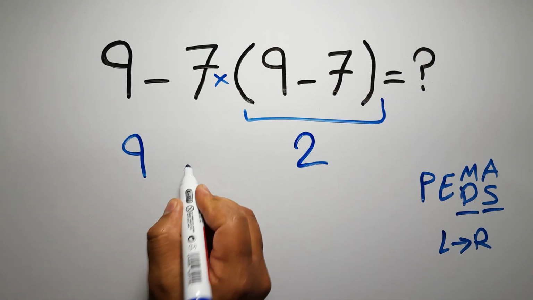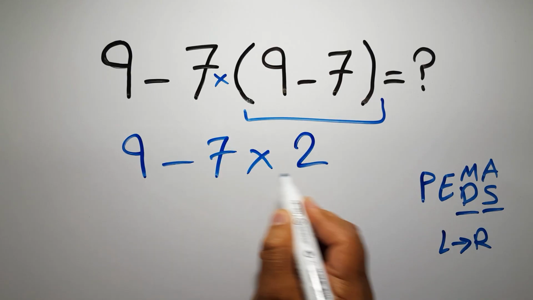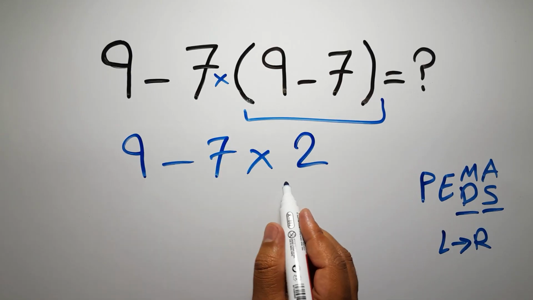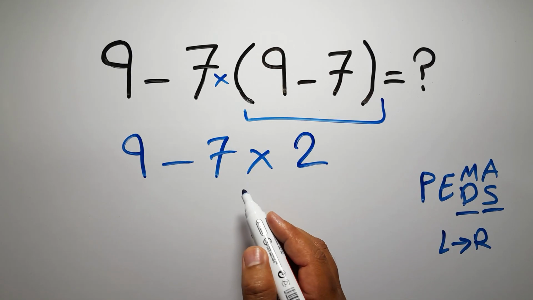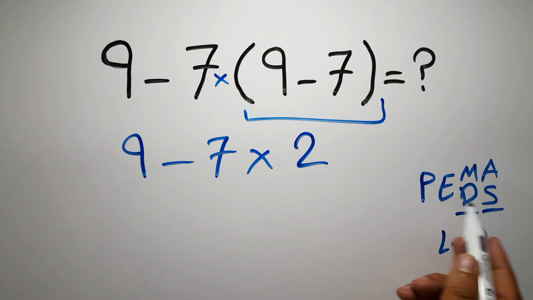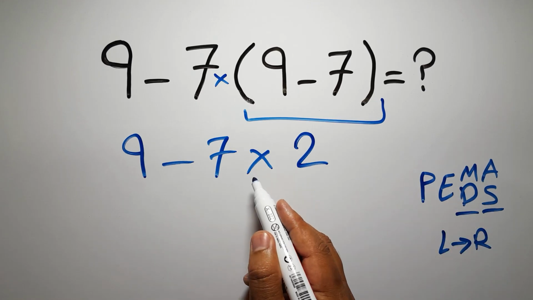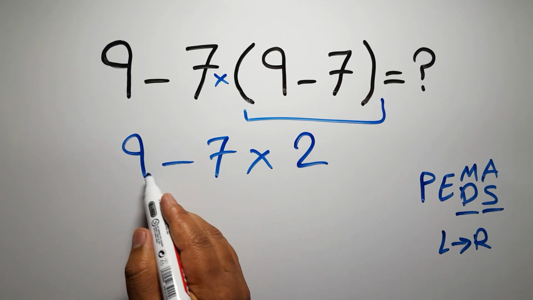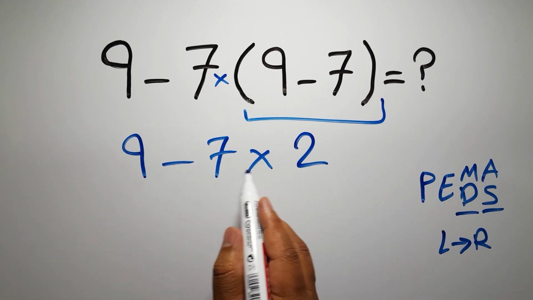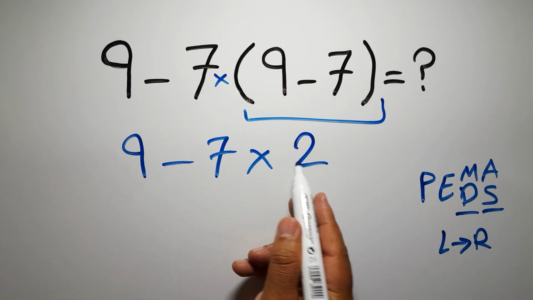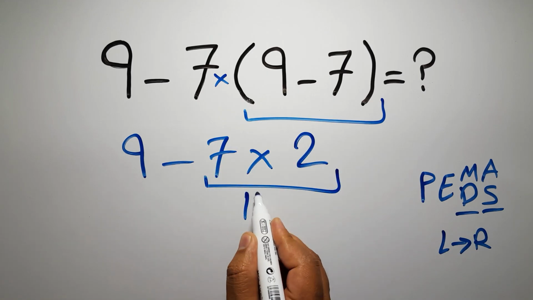So we have 9 minus 7 times 2. In this expression, we have one subtraction and one multiplication. According to the PEMDAS, multiplication has higher priority than subtraction. So first this multiplication, 7 times 2 gives us 14.